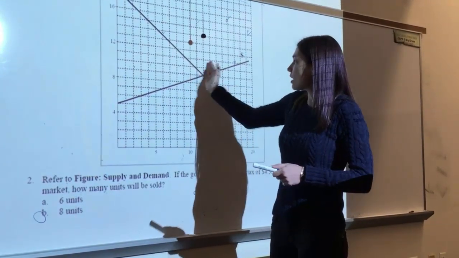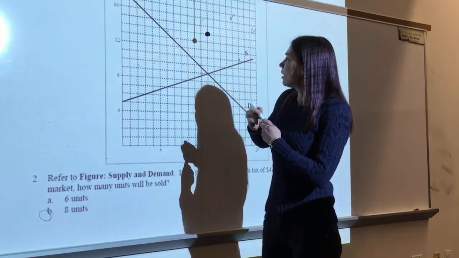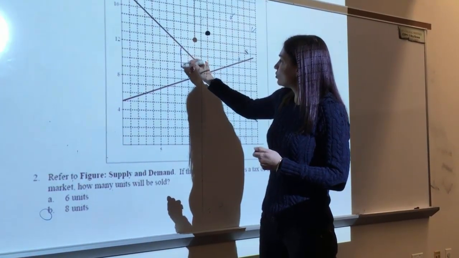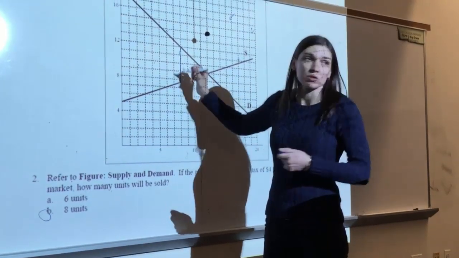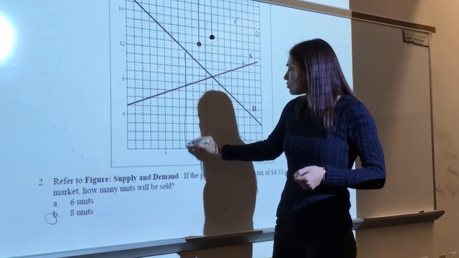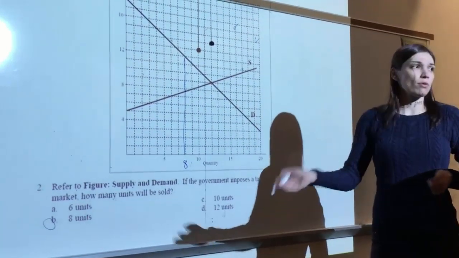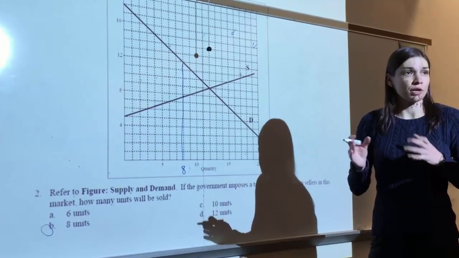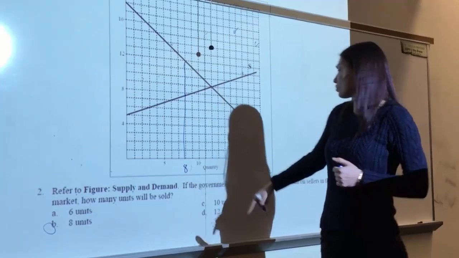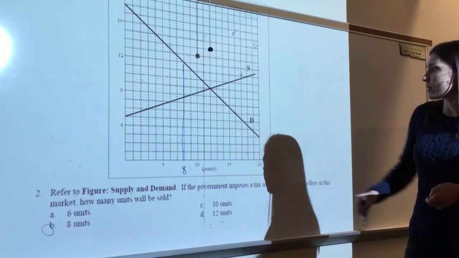Right, so as we move out, this is basically tax increasing. We see here, this is 1, 2, 3, 4 and a little bit, which is the 4.33, right? And this happens at a quantity of 8. So if the government imposes a tax, the market shrinks, right? We have less quantity sold, moving from 12 to 8. And so that will be answer B.